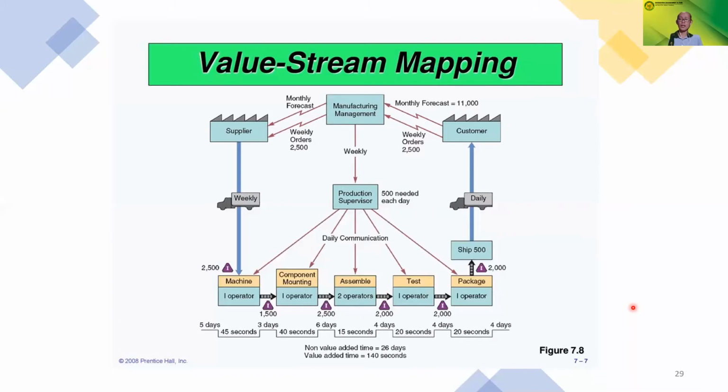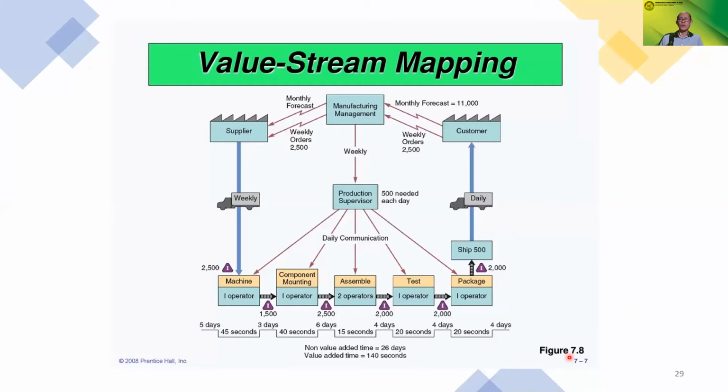In this mapping, we note that large inventories, that's 2,500 units, exist in incoming raw materials and almost between processing steps. Aside from that, we have also noticed that value added time is very low compared to the total number of days or time for the entire process. As you can see here, there are only 140 seconds for the value added time, whereas there is 26 days processing time.